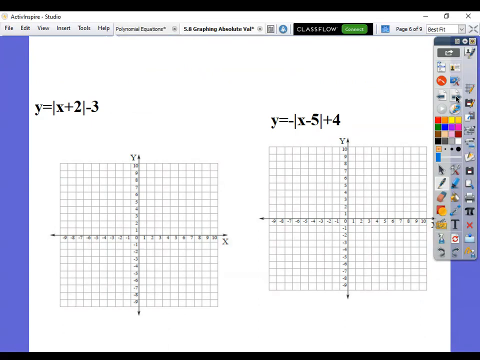Okay, these next ones have a horizontal and a vertical translation. So you got to remember, this plus 2 moves it to the left 2, and then the minus 3 moves it down 3. So you're going to be at (-2, -3). That's the first point you're going to plot. So left 2, down 3 would be right there. You plot your point, then the slope of 1 on each side.